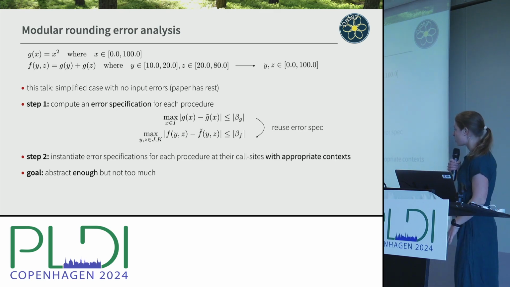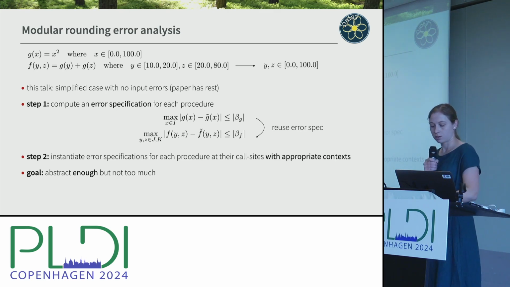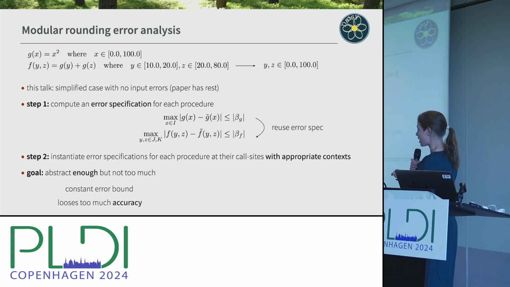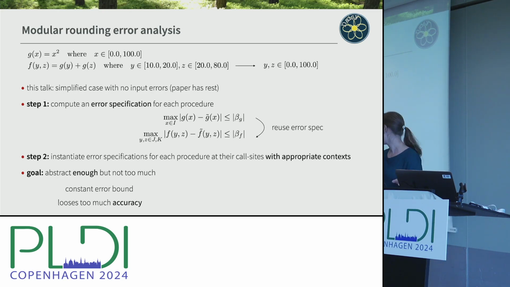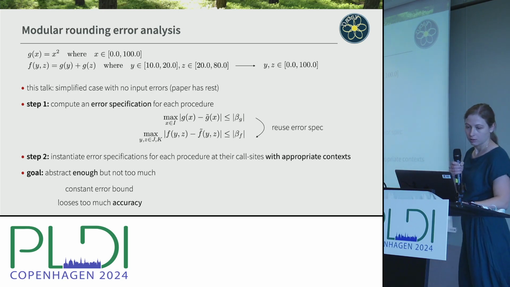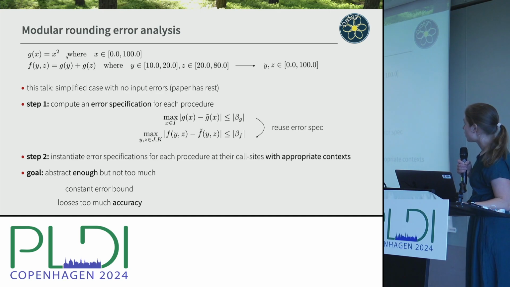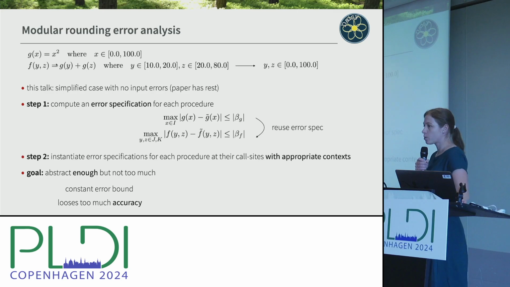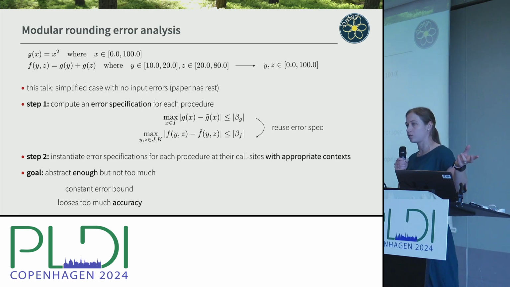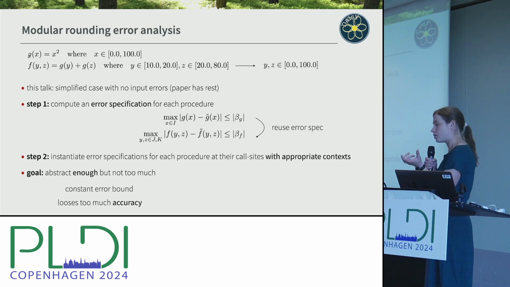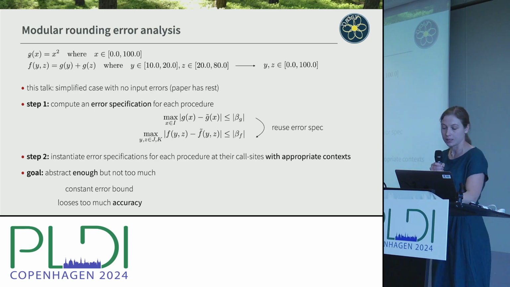The goal is to abstract enough, but not too much. So what does this mean? We can compute these specs as a constant error bound, but this will lose too much accuracy because notice, for example, when we call g with y, then y is much smaller than the full range of g. So the error that we compute if we just compute a constant bound for g will be much larger than what we actually get when we call g only with y. So we don't want to just have a constant. We want it to depend on the inputs somehow, a little bit at least.